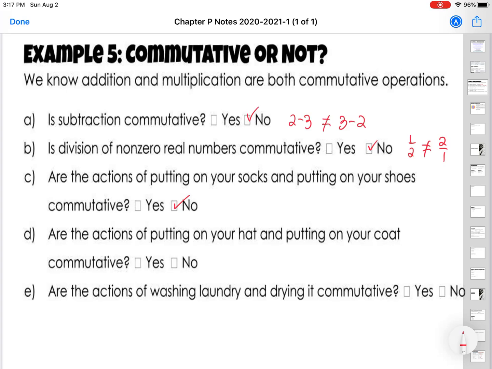Are the actions of putting your hat on and putting your coat on commutative? The answer there is yes. It does not matter which one goes on first. And are the actions of washing laundry and drying it commutative? I would hope not. It does matter whether you wash your clothes first or you dry them first.